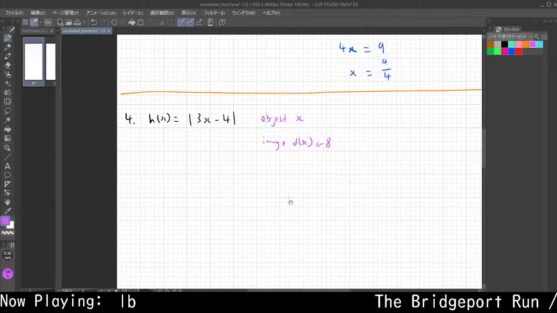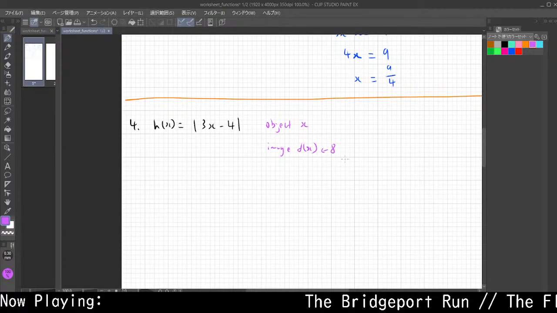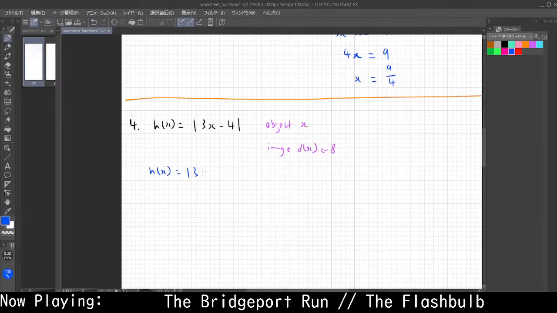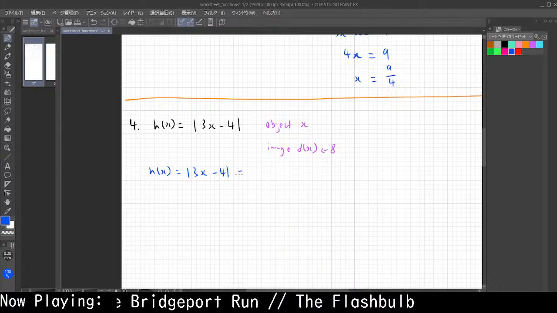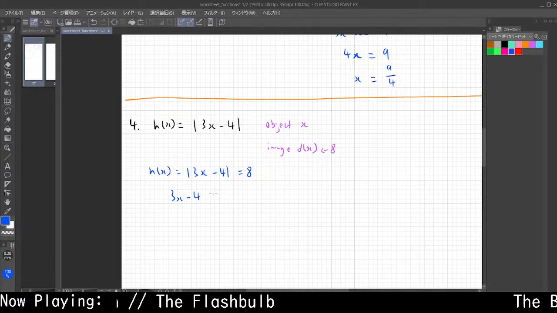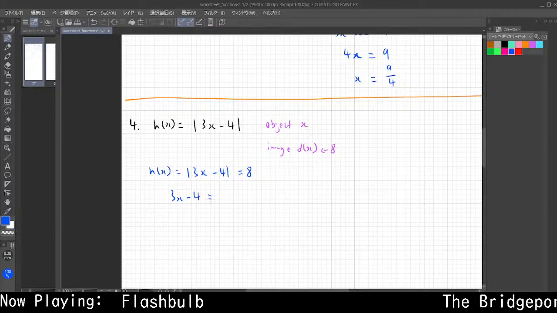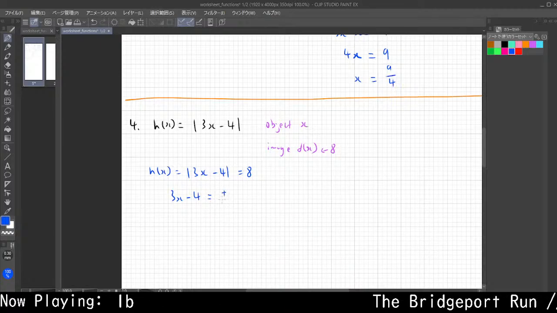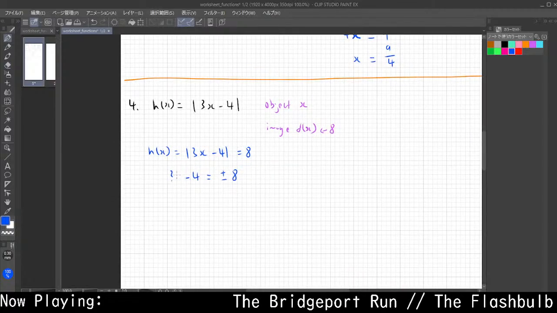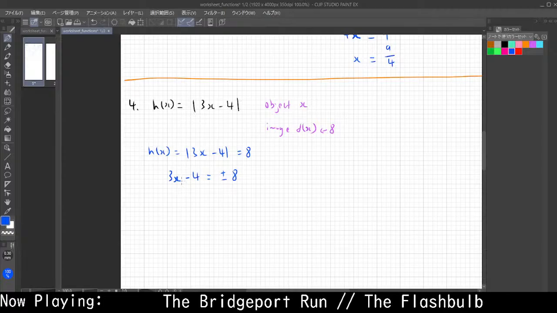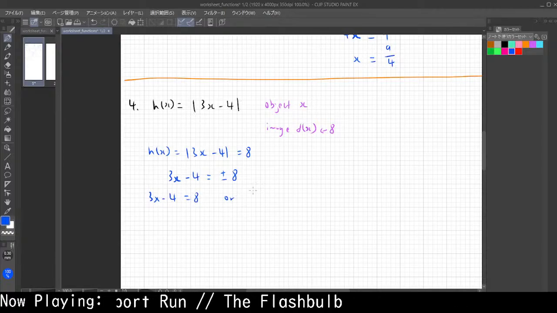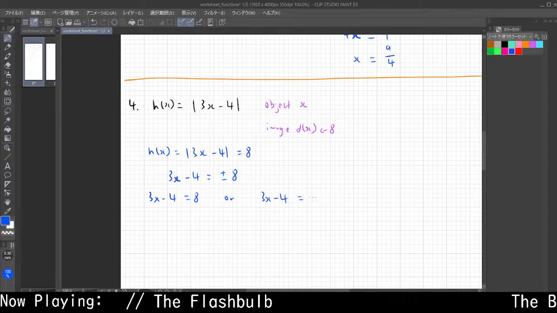Okay. So your h(x) will be equal to 8. h(x) is equal to the absolute value of 3x minus 4 equals 8. To get rid of the absolute value, you have to turn it into a plus-minus sign. Then you have two cases: 3x minus 4 equals 8, or 3x minus 4 equals negative 8.